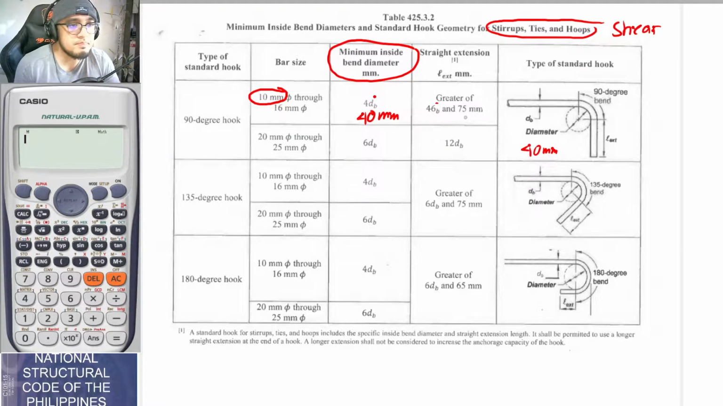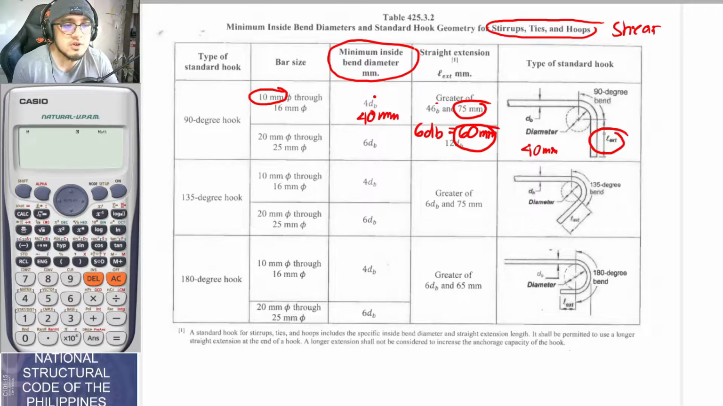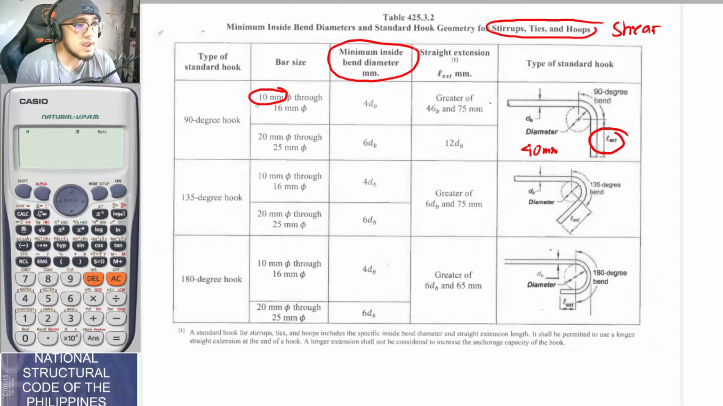So ayun, in that case, guys, let's say 6 diameter rebar. So 6 times 10, this is 60 mm. So whichever is greater between 75 mm and 60 mm would be your extension here. So in this case, 75 mm. Ito yung mag-govern. So mali itong 60 mm. Okay, so that is for your 90-degree hook.